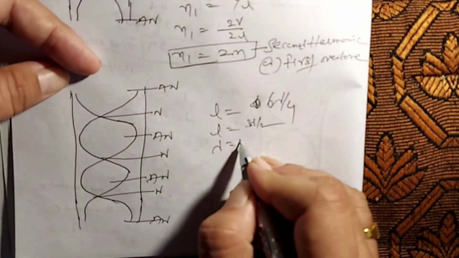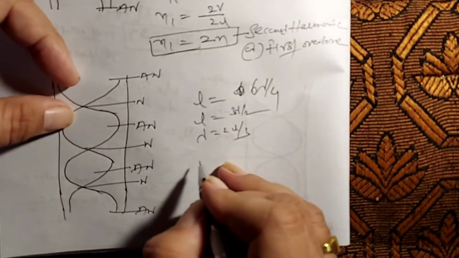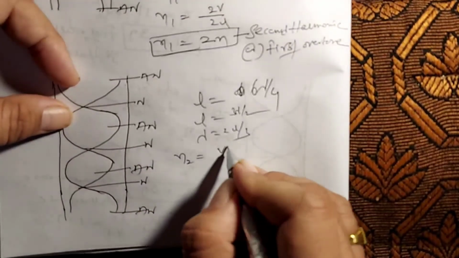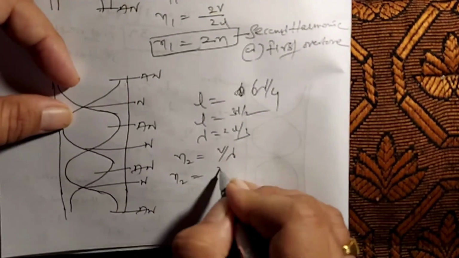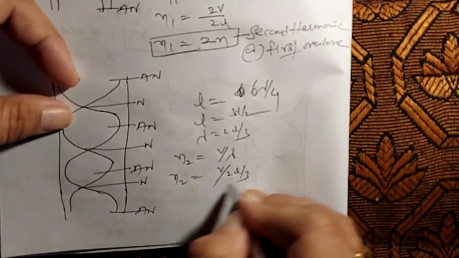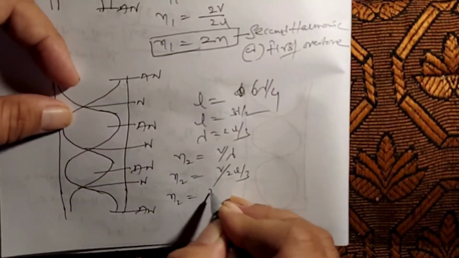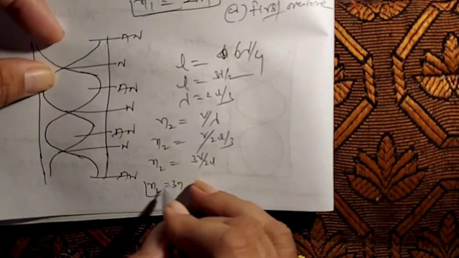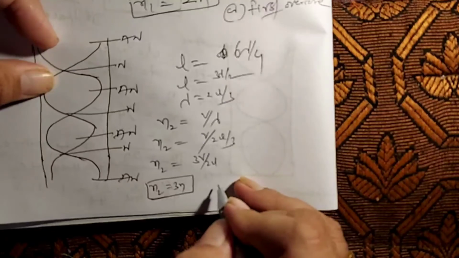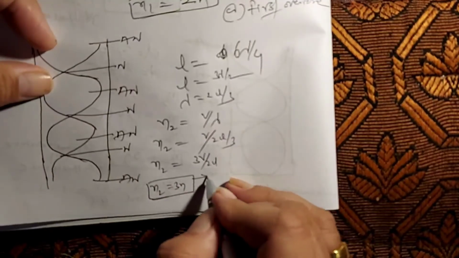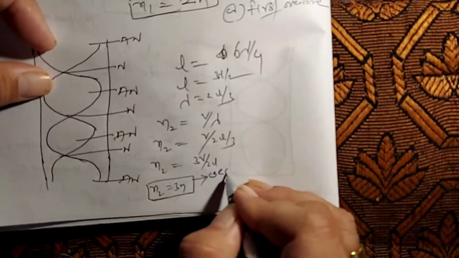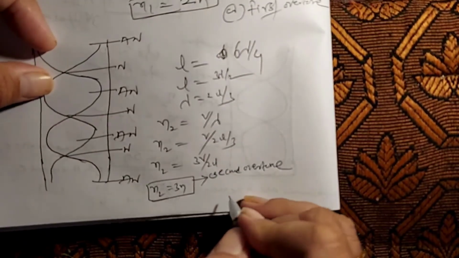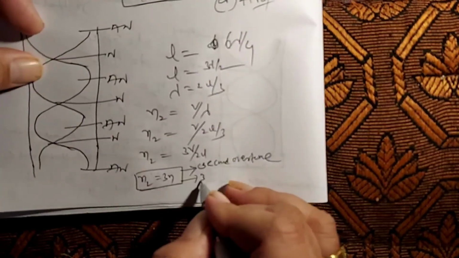Lambda is equal to how much? 2L by 3. Now the air column vibrates with frequency N2 equal to V by lambda. So N2 is equal to V by, what is lambda here? 2L by 3. So N2 is equal to 3V by 2L. So N2 is equal to 3N. What is the frequency name? This is the second overtone, or the third harmonic.